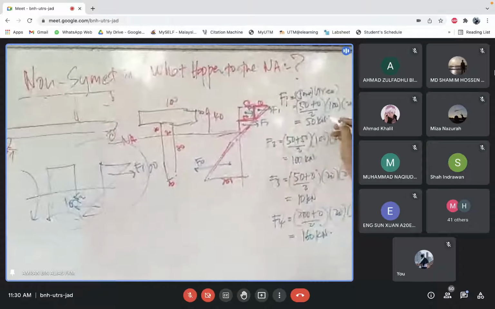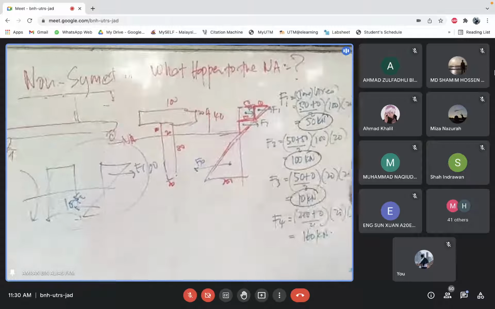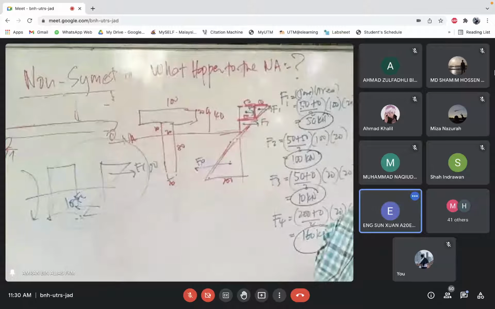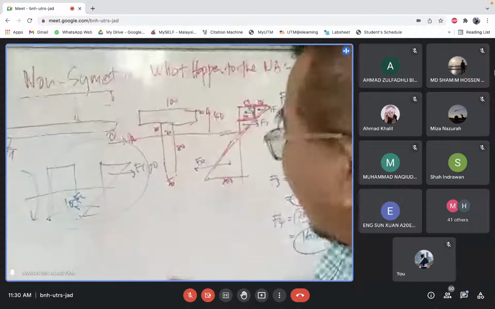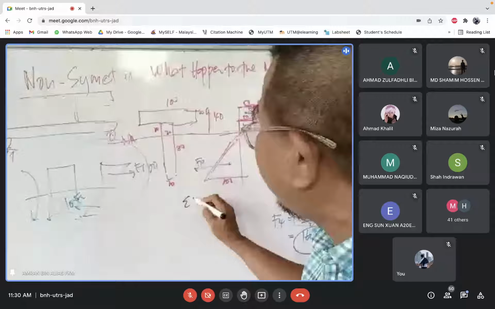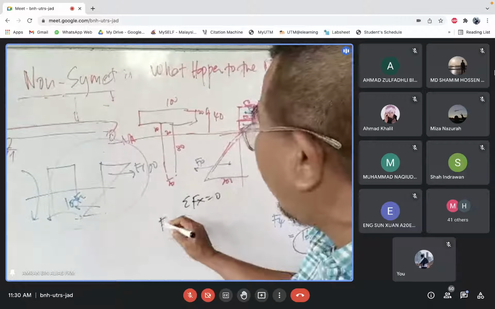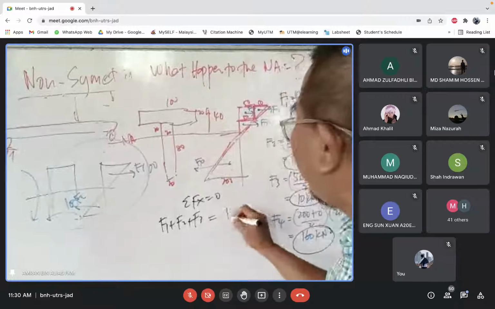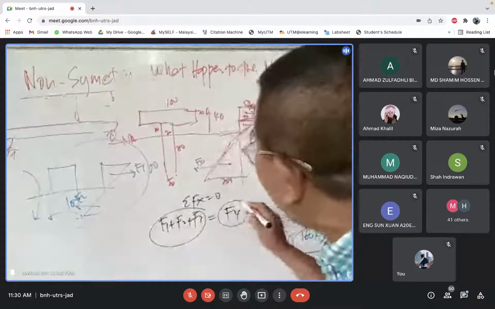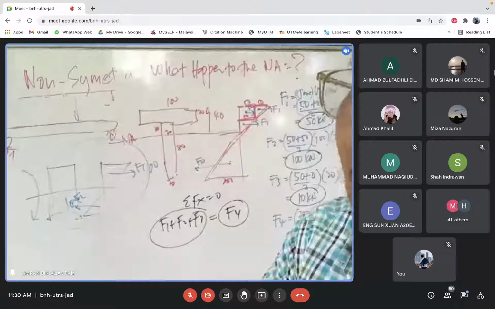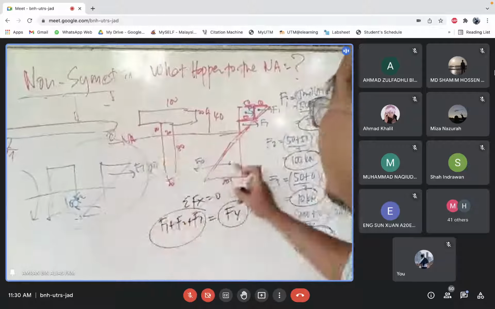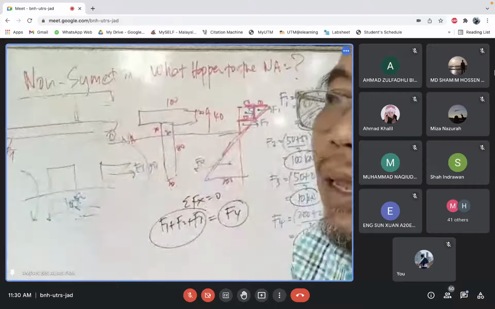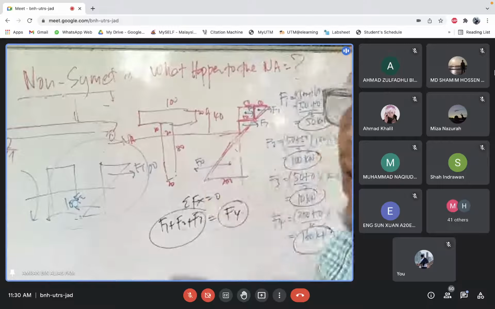F1, F2, F3, what's the value? 50, 110. What's the value? 160. And then F4, what's the value? 160. Balanced or not? Balanced. Static means the summation of force in X equals 0. So F1 plus F2 plus F3 to the right equals the force to the left. See that? That one equals that one. Only that. Even though the moment is there, only that. This is not moving, still bending, but static. This must be true. If not, it is moving.